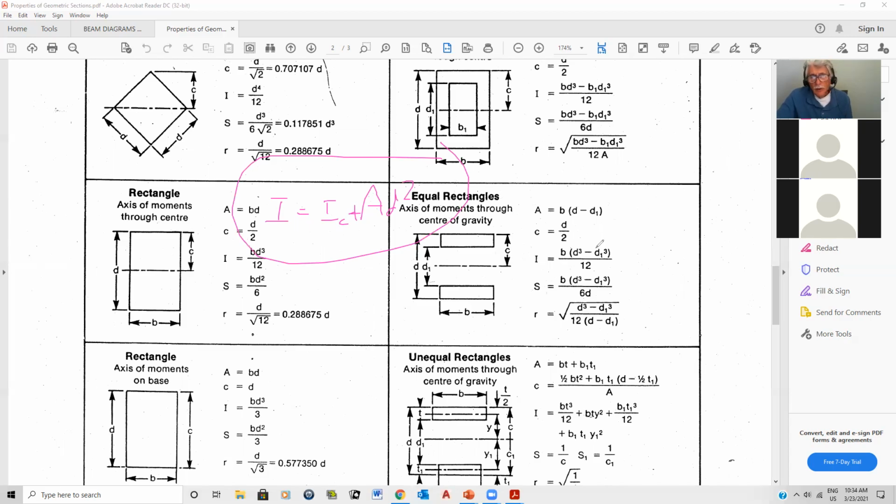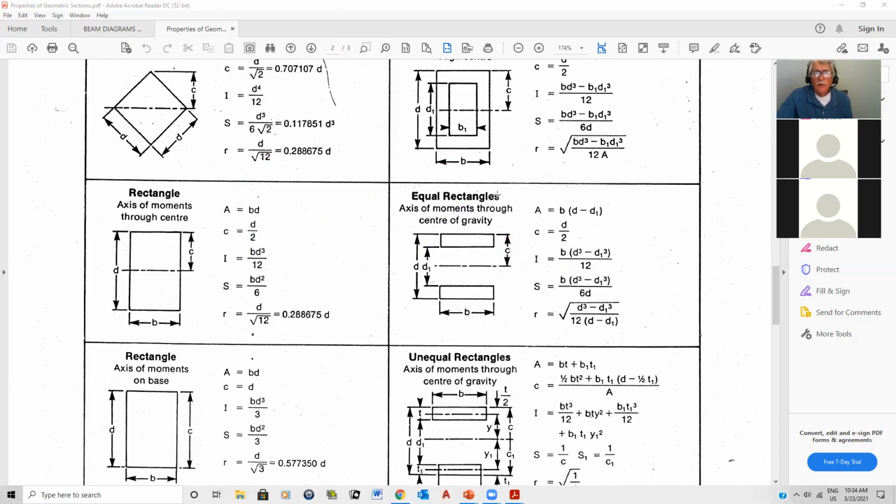So in other words, if I didn't have these formulas here, if I can calculate this centroid here, and this centroid here, and this distance here, and I can calculate the moment of inertia of this, I can then use this formula to get the value of I. Okay, so that's what I can do. So that's why I don't bother learning these other formulas.